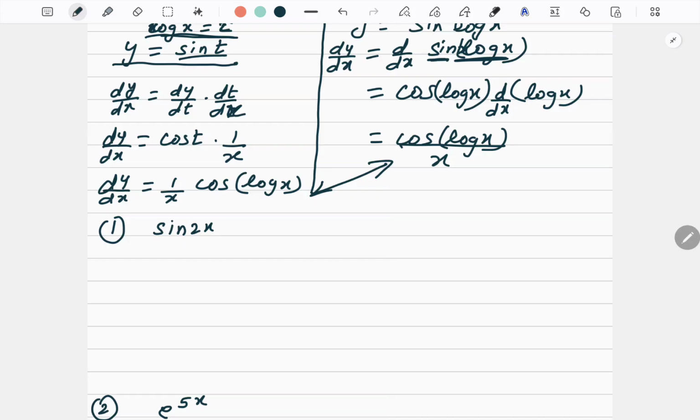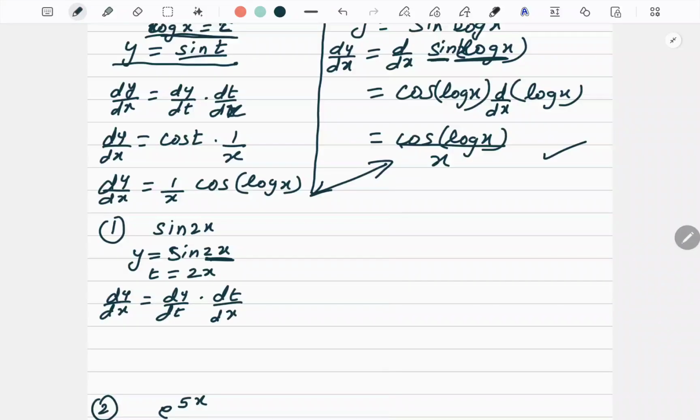In 2 or 3 questions, I will show you both the methods and then I will stick to one method, that is this one. Okay, I prefer this method. You can use this one also. Now, when I am doing sine of 2x, so one method I can say sine 2x. So let t is equal to 2x. Okay, this thing I have assumed t. So dy by dx is equal to dy by dt into dt by dx. Right? So dy by dx is equal to dy by dt, that is cos 2x.